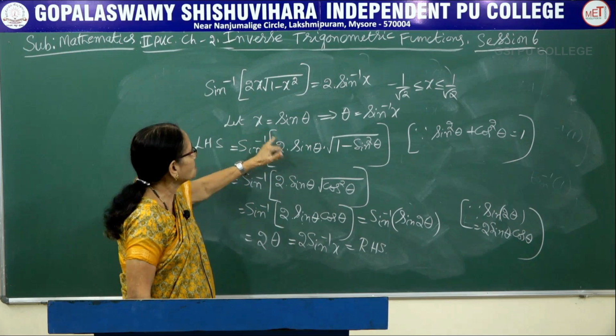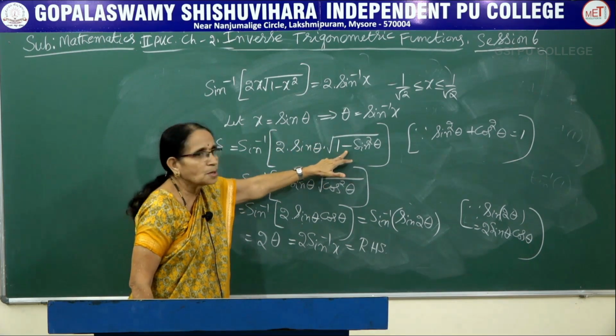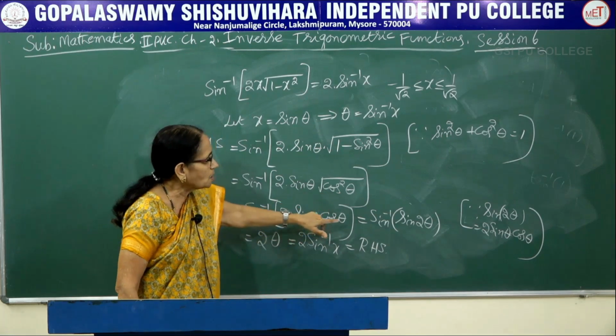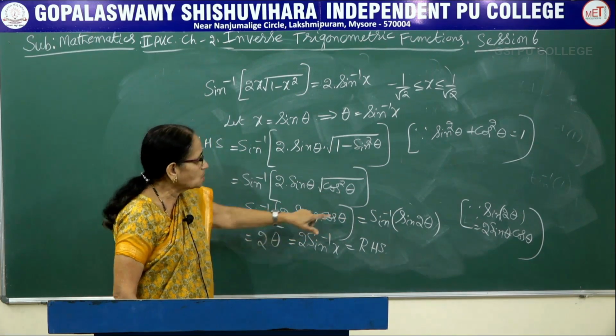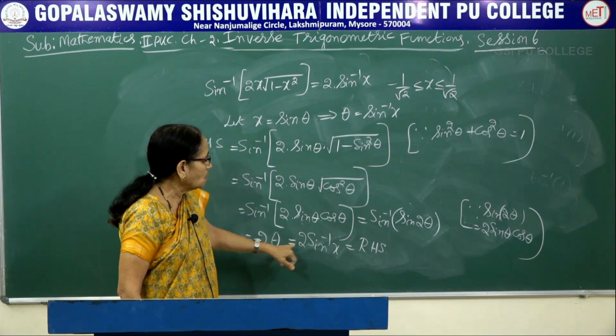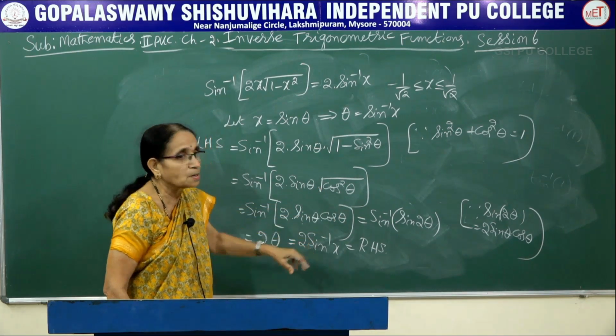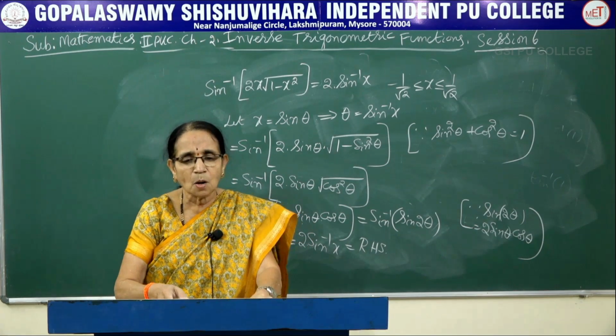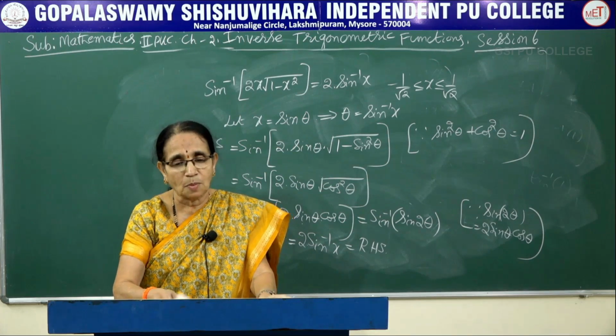Then wherever x is there, write that value. I am using the identity, so I get here root of cos square theta. I am using the multiple angle formula and using the sine inverse of sine x would be x here. I am getting 2 theta, which is nothing but 2 sine inverse x, which is the right hand side we wanted.